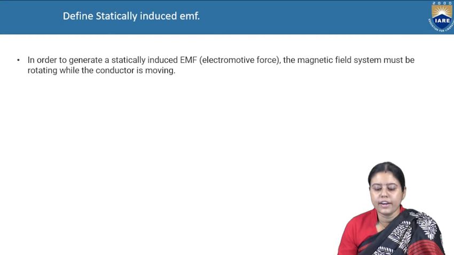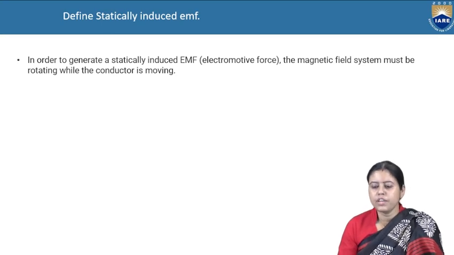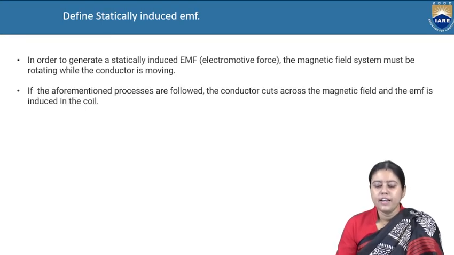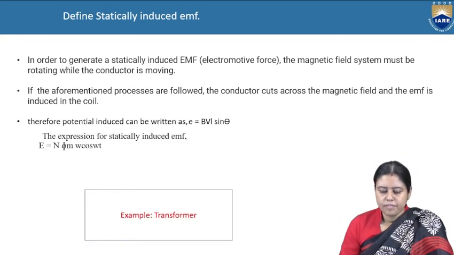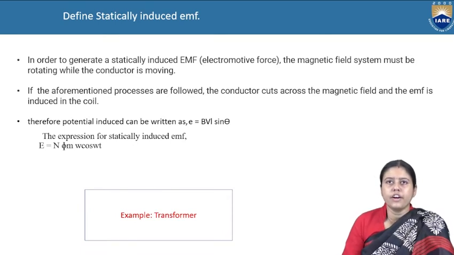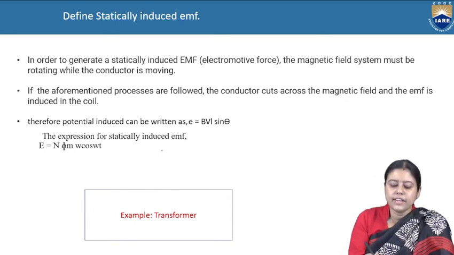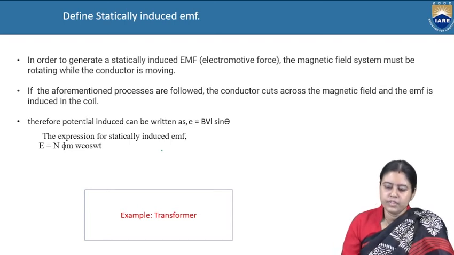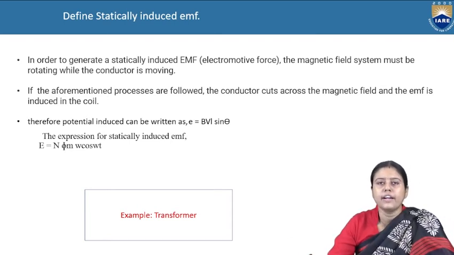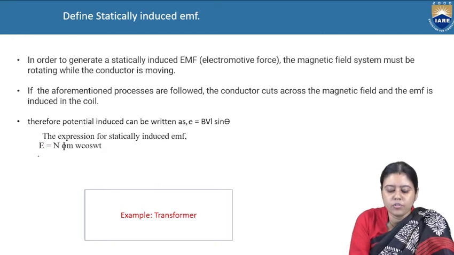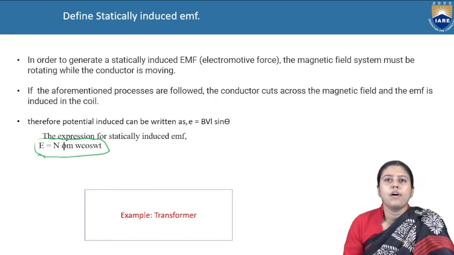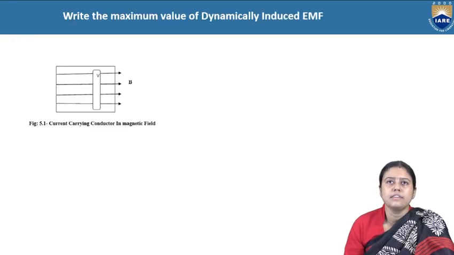In order to generate induced EMF, magnetic field... So what is the expression for the magnetic? If the field is moving, we can tell this is the statically induced EMF, and for statically induced EMF we can write E is equal to n phi m omega cos omega t. And what is the example? Example is transformer.